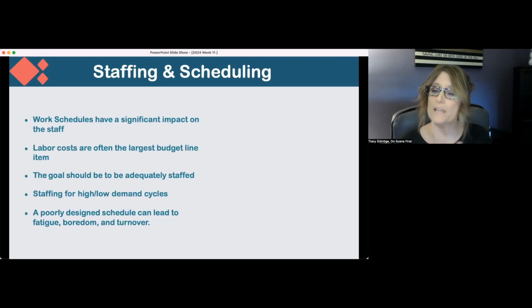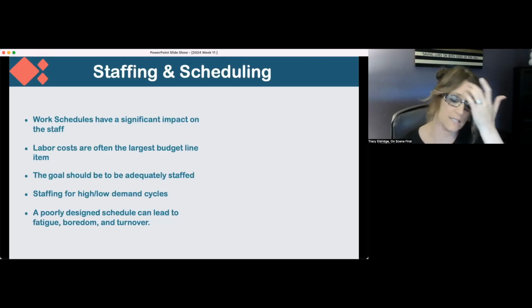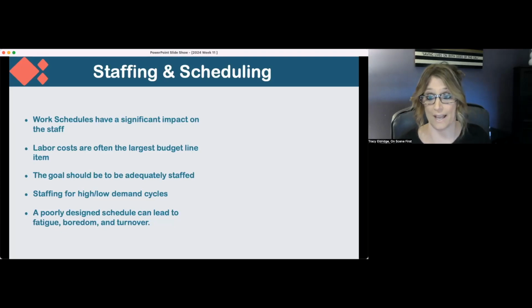That's great, but the other side of it is also not having too many folks scheduled and sitting there staring at each other if the call volume doesn't warrant it. Now, I know that a lot of what we do is not predictable. However, there are times that we know that things are going to be busier than they normally are, so we can definitely plan for that. A poorly designed schedule can lead to fatigue, boredom, and turnover.